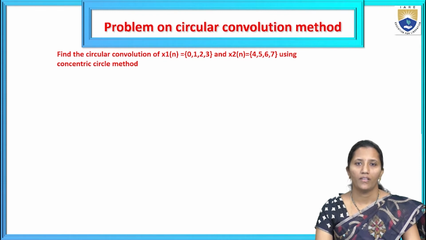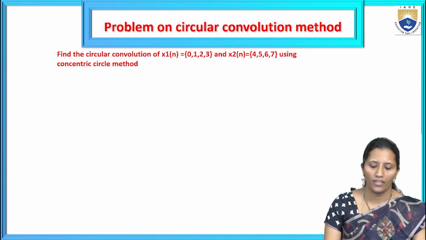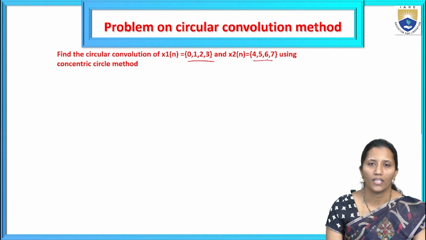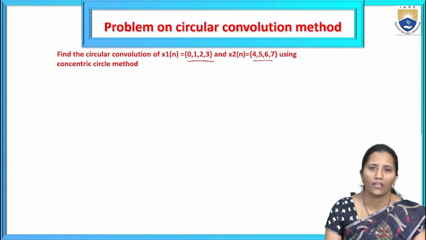The first problem is: find the circular convolution of x1 of n, the sequence 0, 1, 2, 3, and x2 of n, 4, 5, 6, 7, using the concentric circle method. Here, the first condition we have to know about circular convolution is that to convolve two sequences, both sequences should be of equal length. So the length of x1 of n and the length of x2 of n will be equal. Only then can we convolve these sequences in circular convolution.